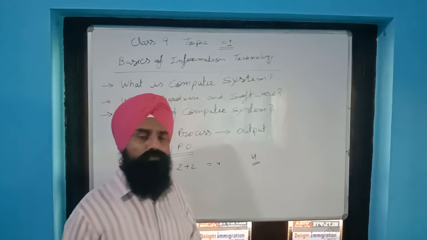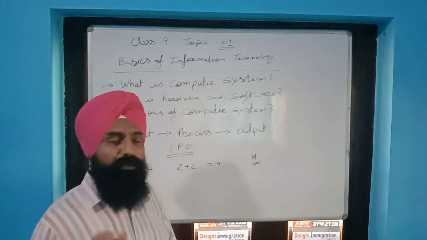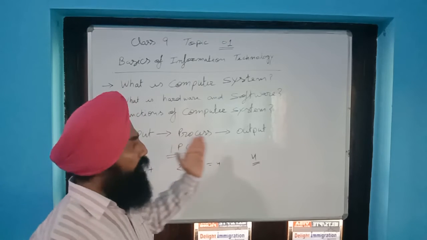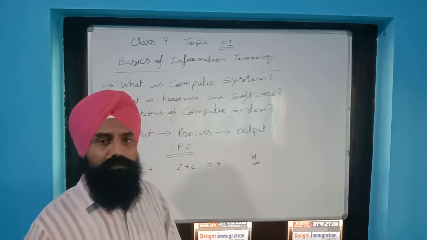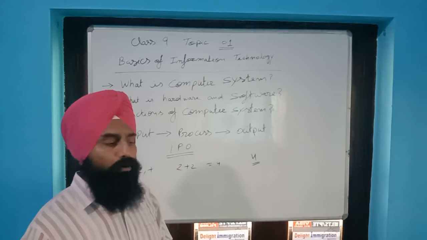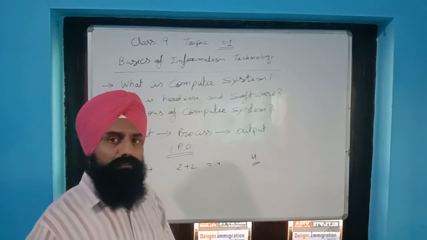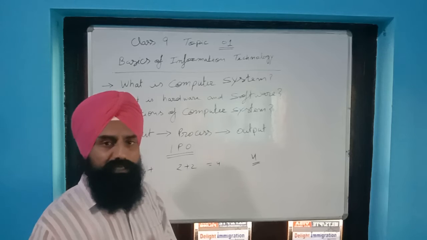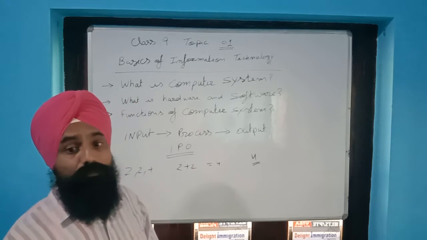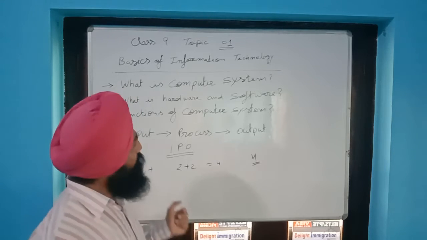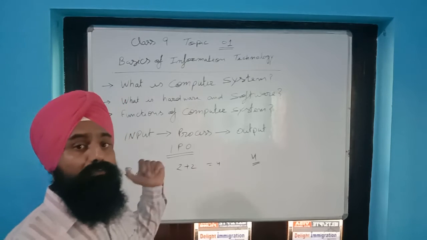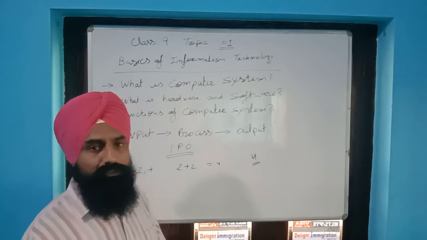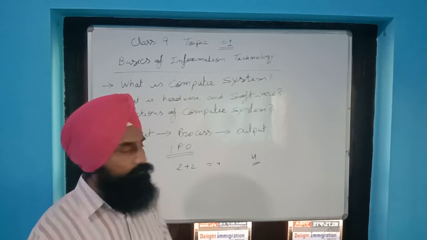Hardware means the parts of the computer, the peripheral devices, known as input and output devices, that is a keyboard, mouse, joystick, scanner, light pen, touch screen, barcode reader, etc. These are the parts of the computer. These are known as hardware. These parts we can see, we can touch. These are the physical components of the computer.